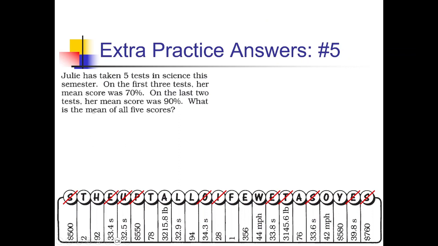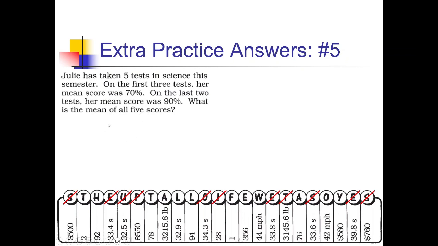For number 5, we have Julie taking 5 tests in science this semester. First 3 tests, her mean score was 70%. Come on, Julie, you can do better than that. But on the last 2 tests, her mean score was 90%. Nice work. We want the mean of all 5 scores.